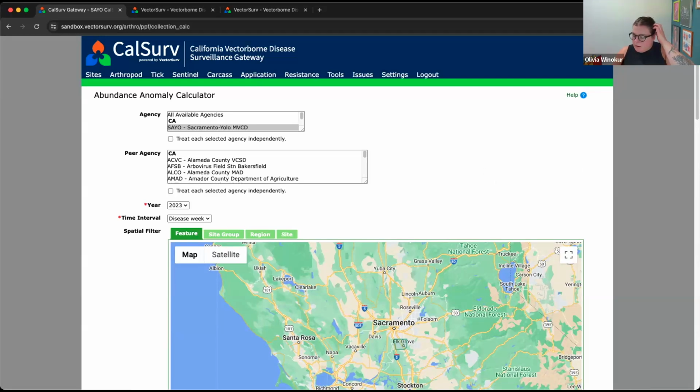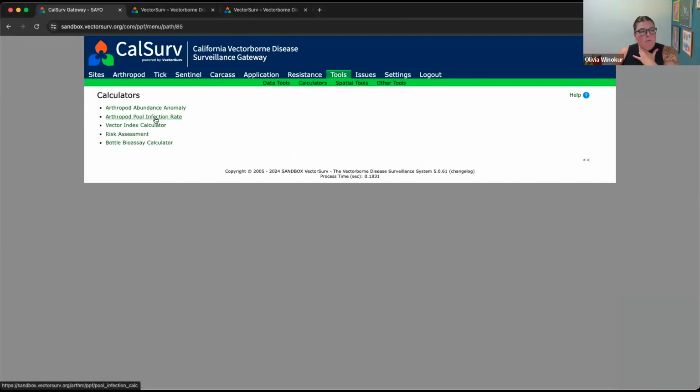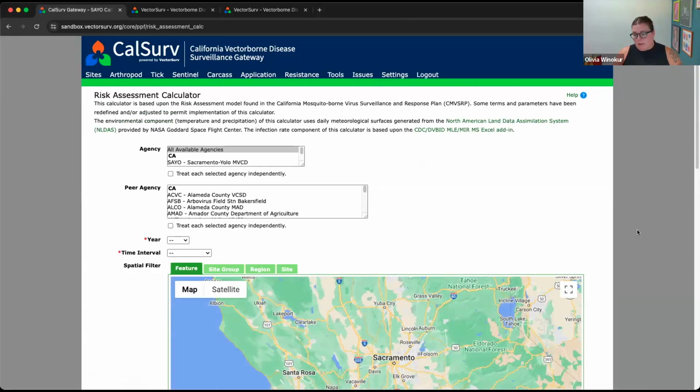Great. Okay, so those are the abundance, pool infection, and vector index calculators. Those are the thresholds that we talked about at the beginning of the training today. Next, I'm going to show you this risk assessment calculator, which I think is pretty amazing. It is based on the risk assessment model found in the California mosquito-borne virus surveillance and response plan. So this is based on a California model, but that doesn't mean that it can't be helpful to other states as well.